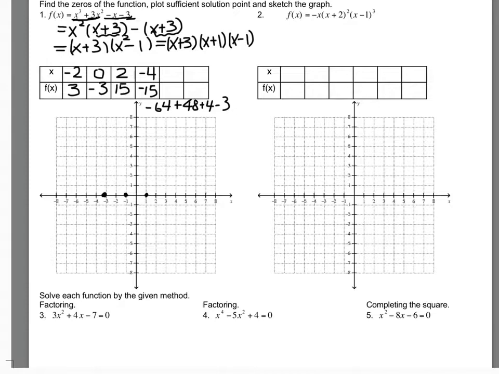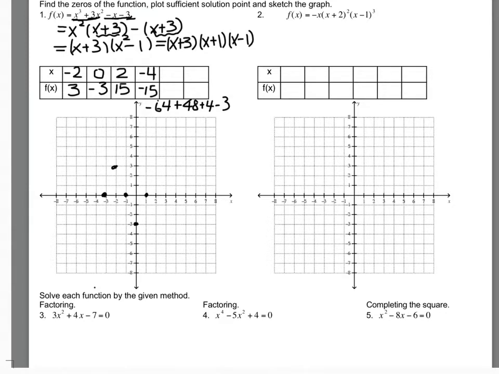So with all these points, we can graph it. When x equals negative 4, it should be way down here, negative 15. And when x equals negative 2, that's a positive 3. When x equals 0, that's our y-intercept, which is negative 3, the constant. And when x equals 2, that's 15, so way up here.